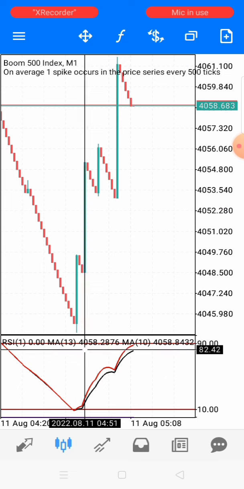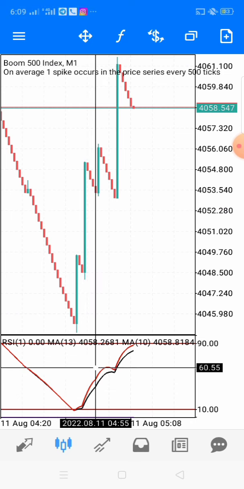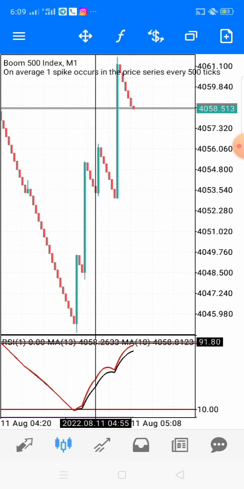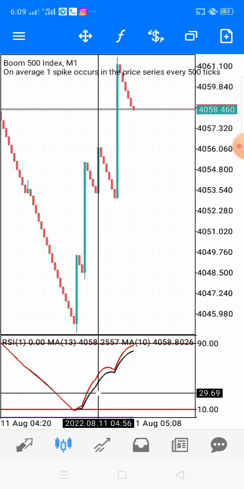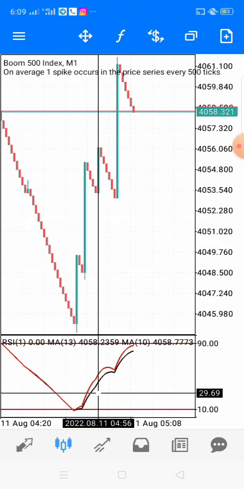We have the level 90 and the level 10. Here, this black and the red line running here, these are the moving averages, while the RSI has the level 90 and the level 10. But since we are working on the Boom 500, we are going to be working with level 10. If you are working with a crash pair, we are going to be working from level 90, because a crash spikes down. It's just the opposite of what is going to be here.